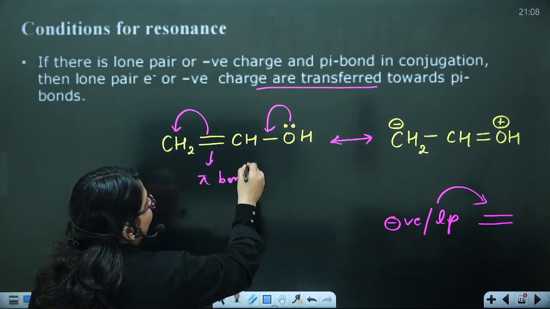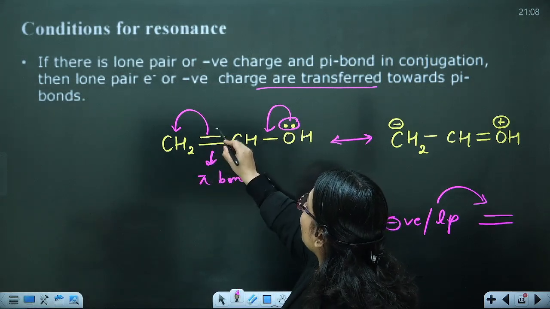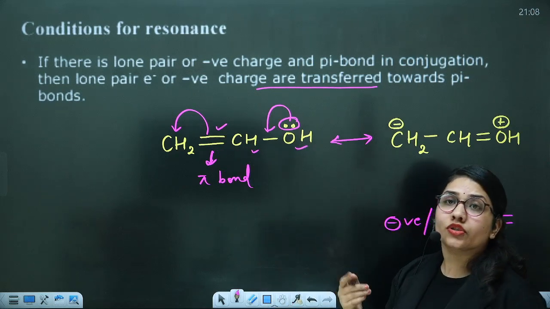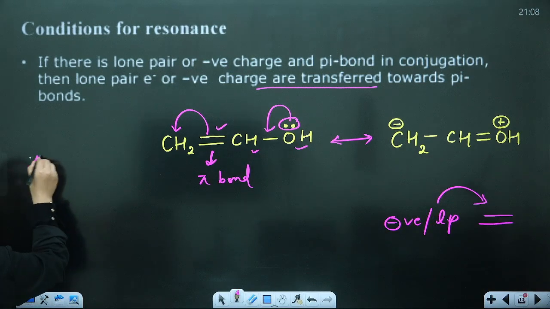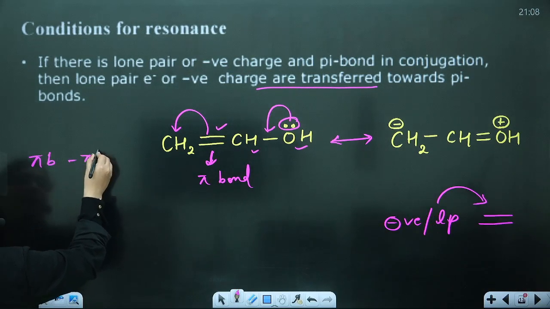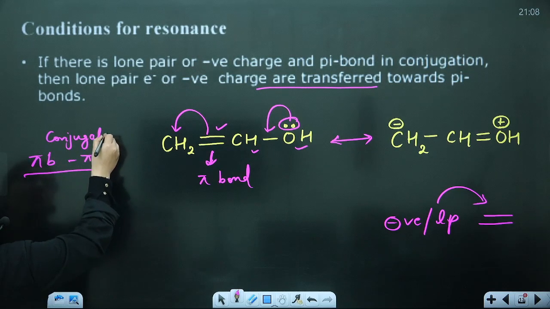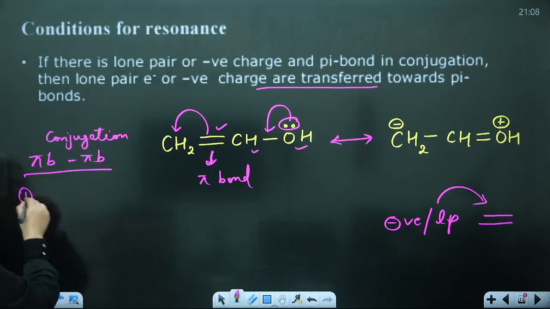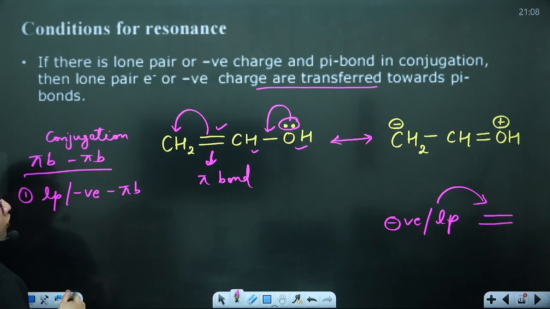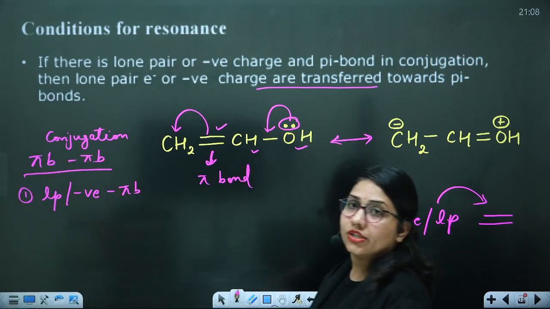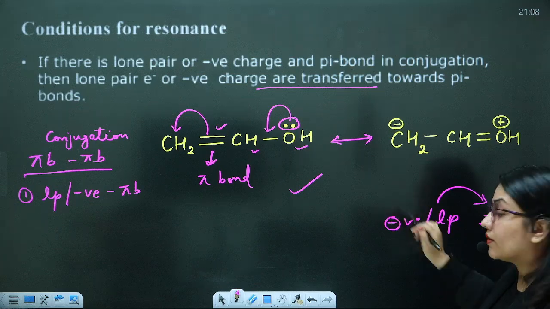This is the pi bond, but it is having a lone pair in conjugation. Again see 1, 2, 3. So at the 3rd position it is having a lone pair. So if the first position was a pi bond and the pi bond is in conjugation, the next is a lone pair or negative charge and a pi bond or pi electron in the conjugation, okay. So if this is the case, then also the molecule will show the resonance, okay.